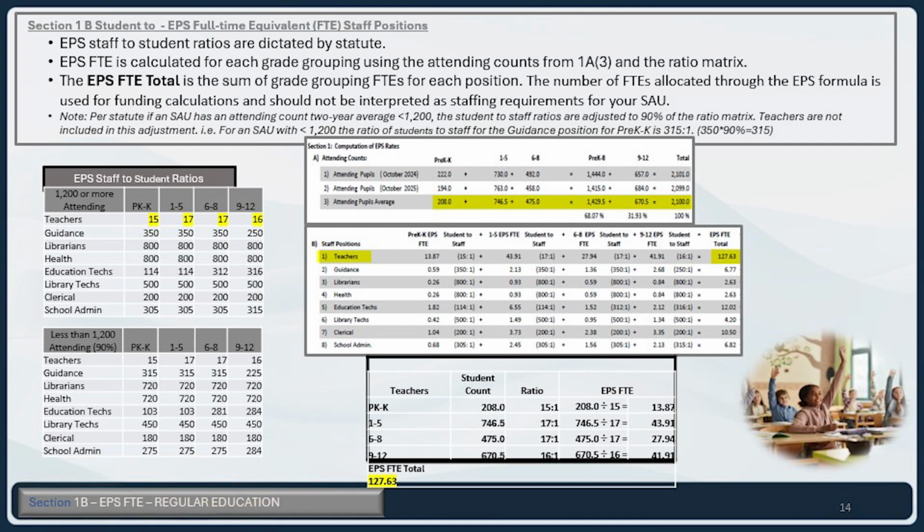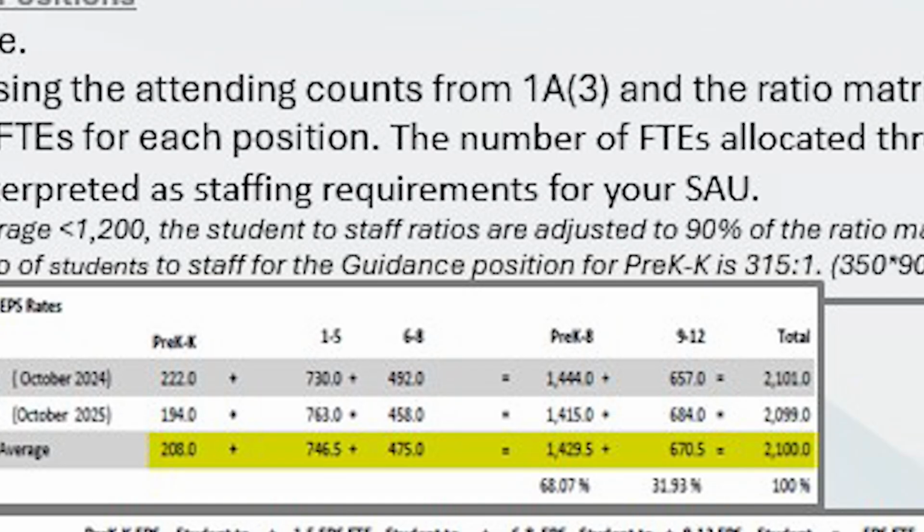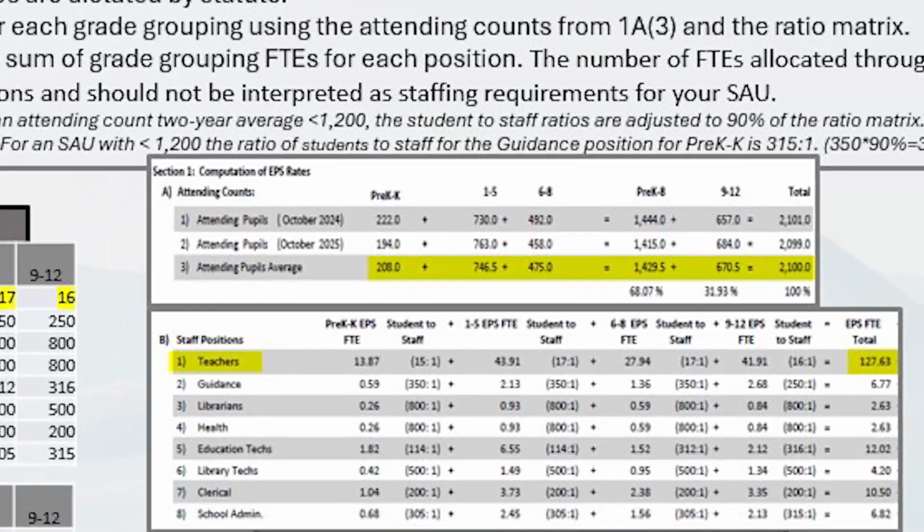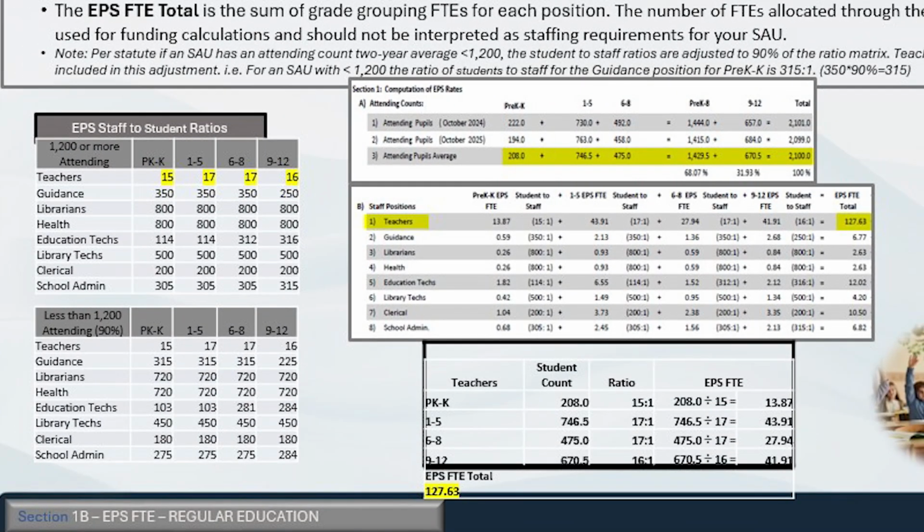So once we have the student count, we use that to determine an FTE total for EPS. How much is EPS going to allocate for these positions for an FTE for regular education? If you have less than 1,200 students total at your school, then you receive a 90% student to staff ratio. And that is because with fewer students, EPS formula allocates a little bit less funding. So I've provided both of those tables for you. And these ratios come directly from statute. And that is what we use to calculate this.